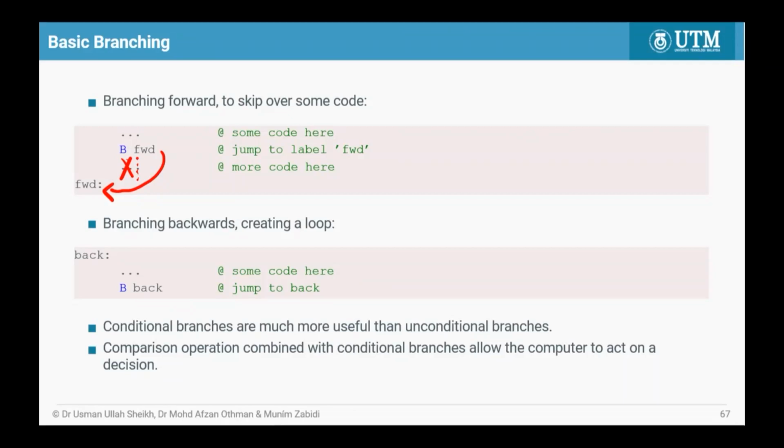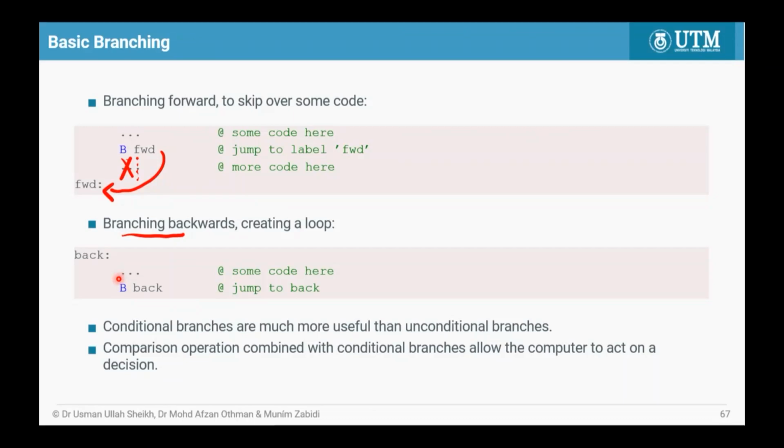Meanwhile, for branching backward, you are creating a loop. Every time we create a loop, we use branching backward. So you run instructions, and then if you look at a B back, where is the location of the back? It's at the top here. So it will go back here, do it again, and keep repeating and repeating until the condition is false.